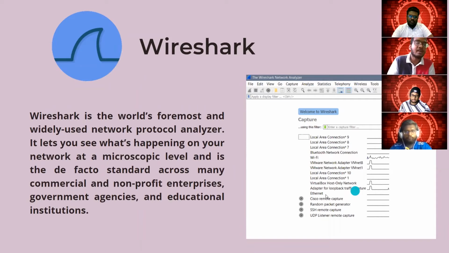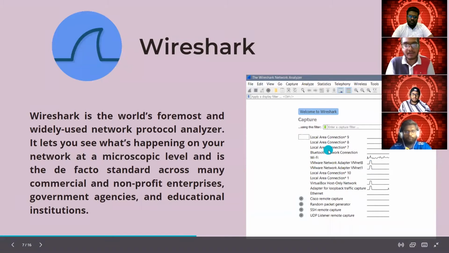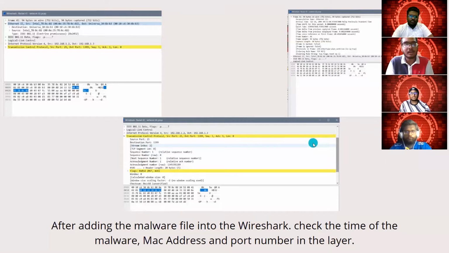Now we can look at the Wireshark front page. This is how it would look. After inserting the file into Wireshark, it will show many frames, and I have chosen frame 41. When choosing frame 41, we can see it displays the MAC address at the top, and then it also displays the time and date of the file, and also the port number. So after adding the file into Wireshark, we have to check the time of the malware, MAC address, and port number in the frame. That's all from me.